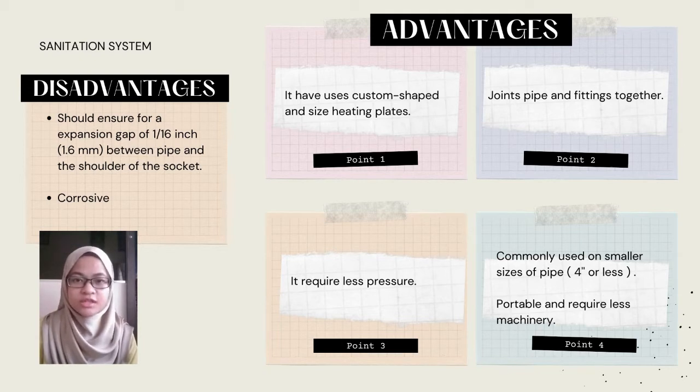Why is socket fusion better than the others? It is because it uses custom shape and size heating plates. It joins pipes and fittings together. It requires less pressure, and it is commonly used for smaller sizes of pipe like 4 inches or less. And lastly, it is more portable and requires less machinery.